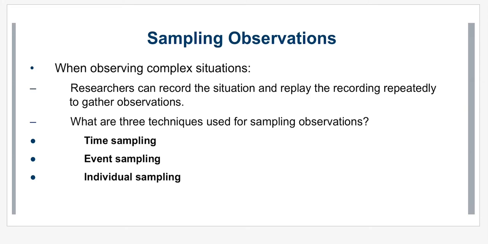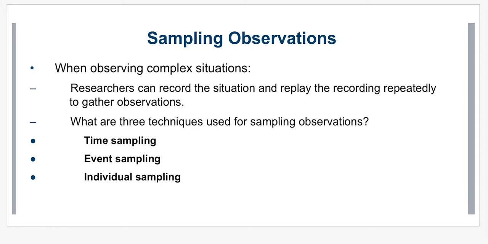Event sampling is a little bit different. You would be observing and recording in every interval, but each interval you're going to focus on a different event or a different behavior. So you're going to have a specific action or a specific event or a specific behavior you're going to look at in the first interval. And then in the second interval, you're going to look at something else. In the third interval, you're going to look at something else.